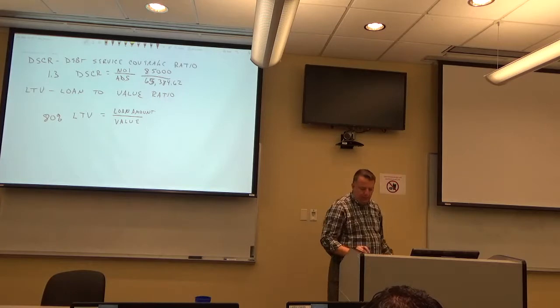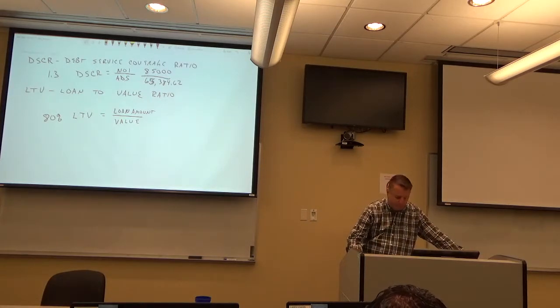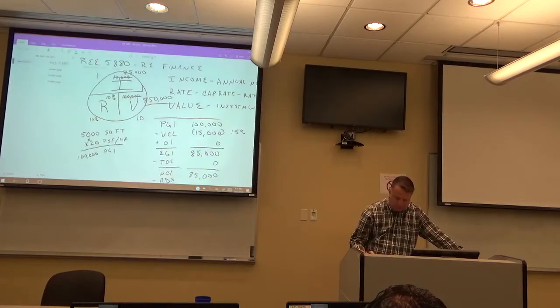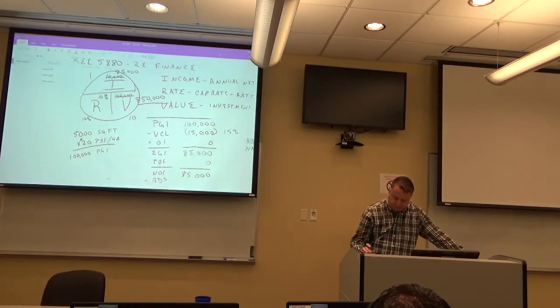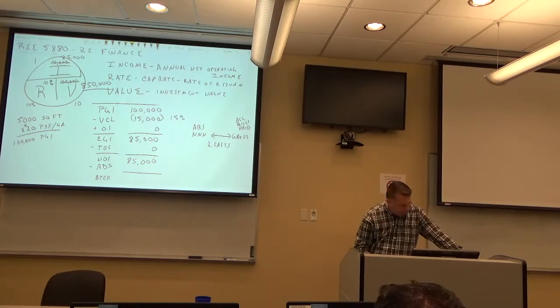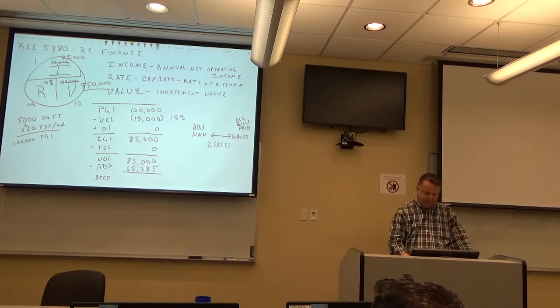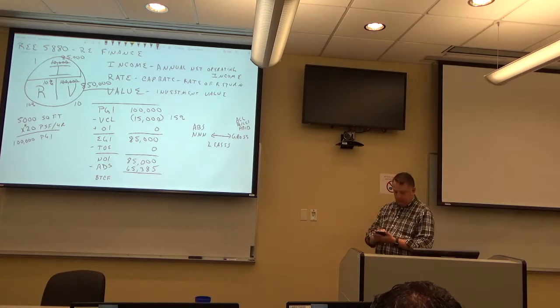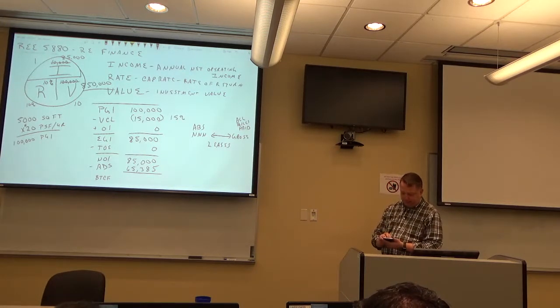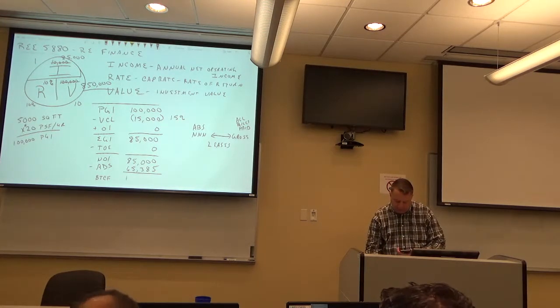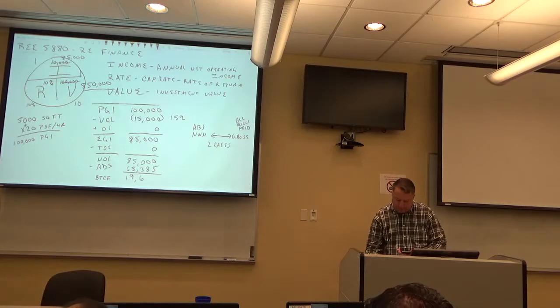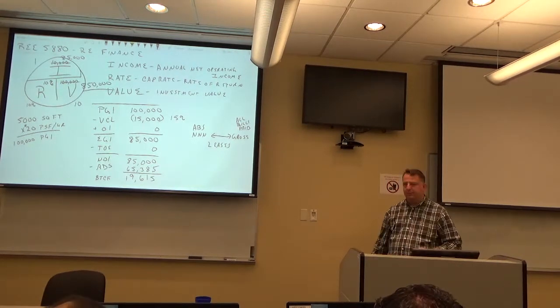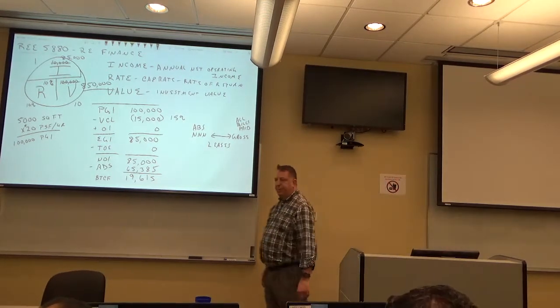Now if we go back and put that number in here, 65,000, I'm going to round it off to 385. So 85,000 minus 65,385 is $19,615. Everybody good with that?